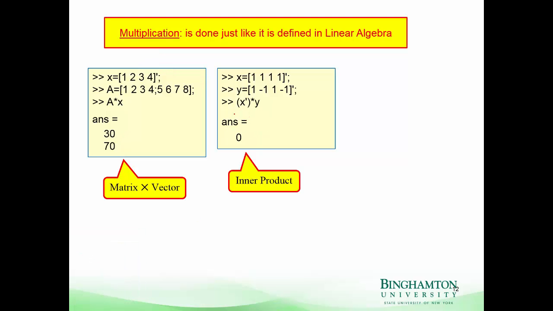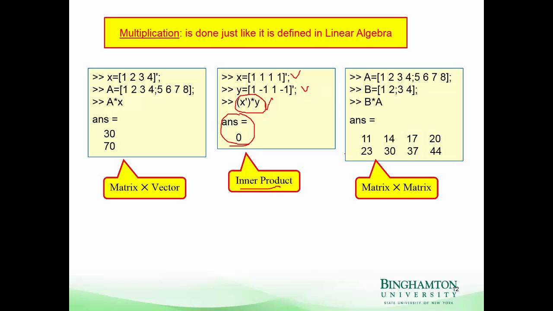And in this case, we see that the number that we get is 0. And that's because this is actually implementing the inner product. So keep in mind, here's a simple way to use MATLAB to compute an inner product. And I just happened to pick these 2 vectors to be orthogonal to each other. And so that's why the inner product turned out to be 0.